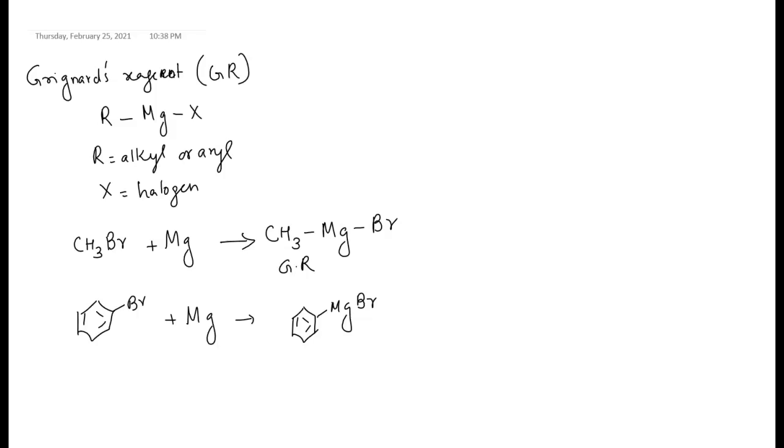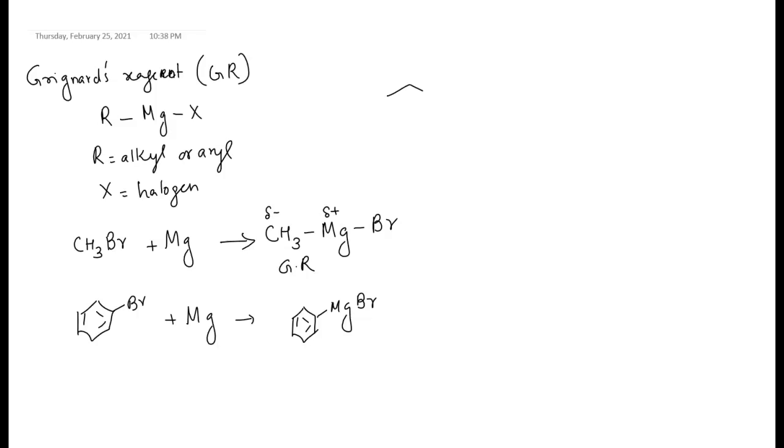Now, how can we use them to reduce aldehydes and ketones? The reason is that in a Grignard's reagent, magnesium is highly electropositive. So we have a polarity here. Carbon is more electronegative, it gets a negative charge, and this is a positive charge. As a result, this can act as a very good nucleophile and attack any electrophilic center.